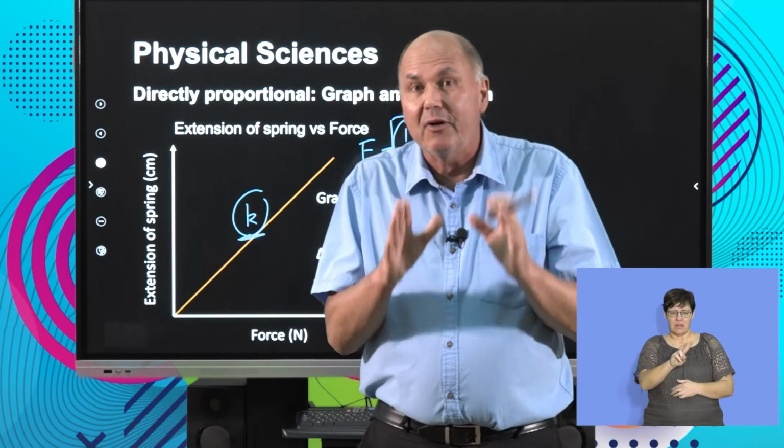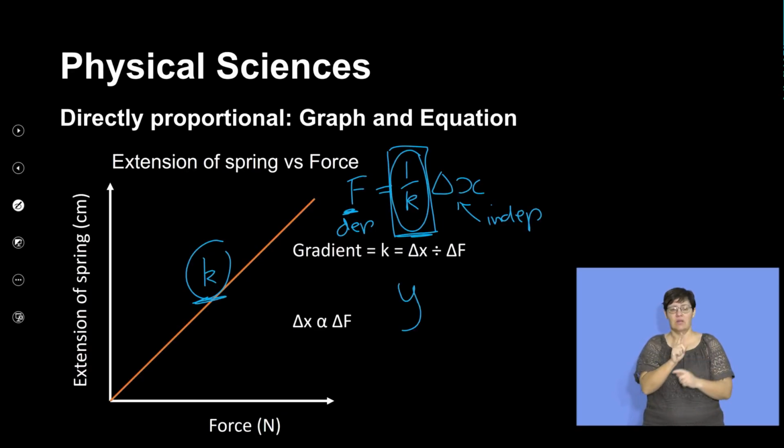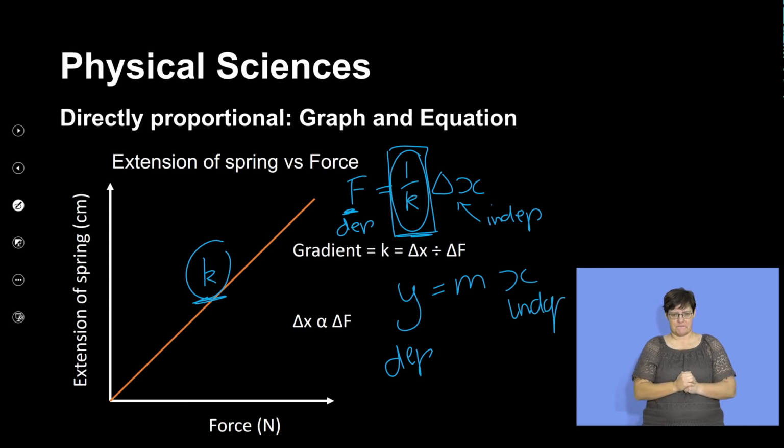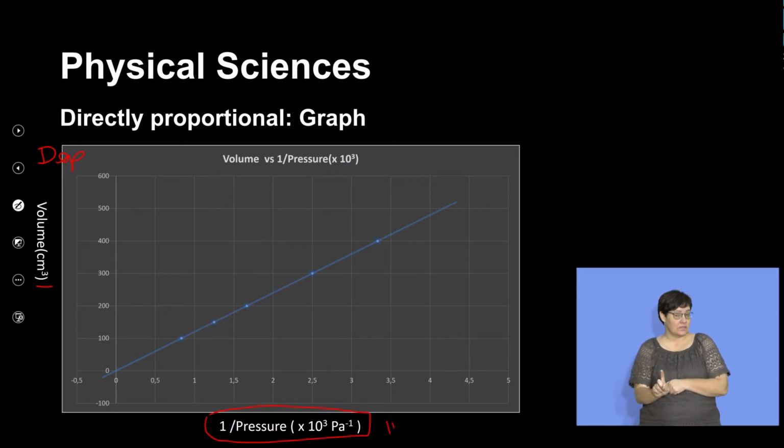Whenever you're looking at gradient, try and interpret what it is, but make sure it fits into the form of y equals mx, where this is the dependent and this is the independent. Right, here's another situation, a graph that we've seen before. In this case, the volume is the dependent variable. I'm just going to write DEP there. And on the horizontal axis, we've got the independent variable. And in this case, it's 1 over pressure, or the reciprocal of pressure.